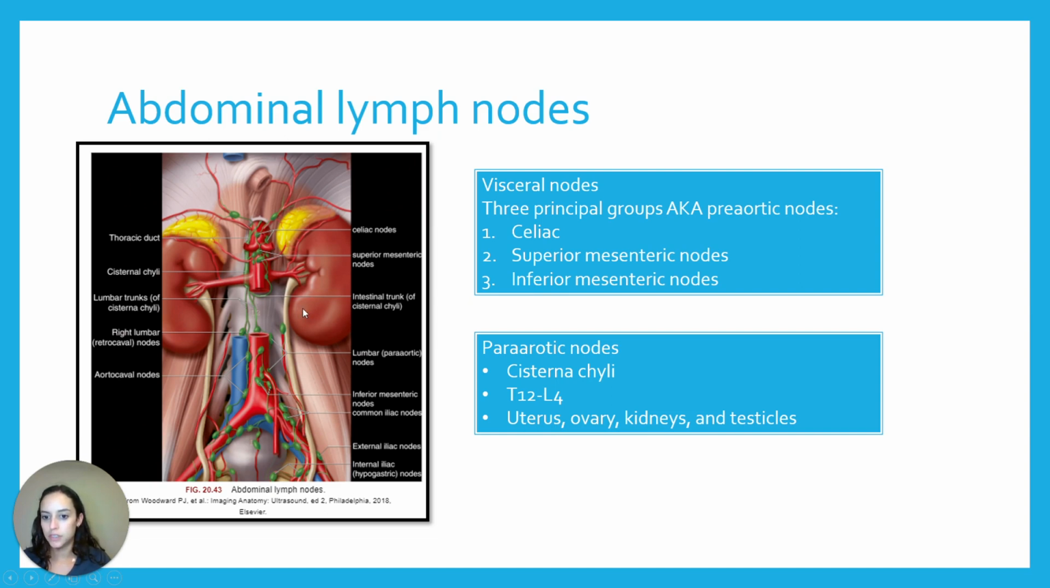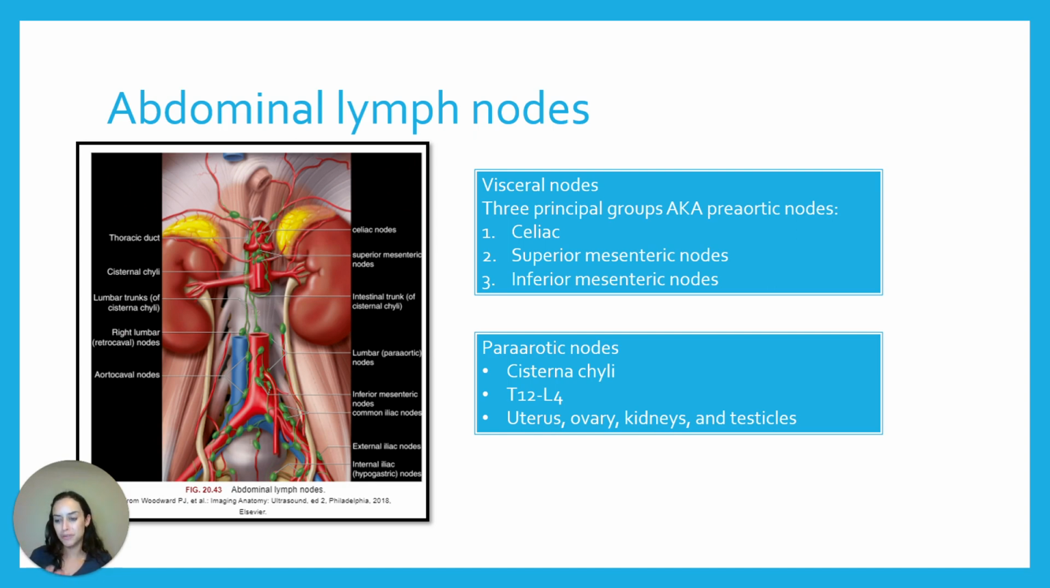nodes are over here, down here. The inferior mesenteric nodes are draining the most inferior part of your abdomen, which are the descending colon, the left side of the mesentery, the sigmoid colon, and finally the rectum.